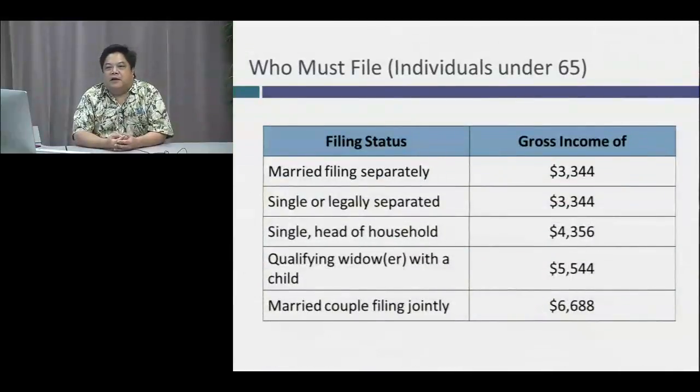Now, as far as the filing requirement, who should file? This is the table. If you're married filing separate and your income is more than $3,344, you should file. If you're single, you should file if the same amount of income is at least the minimum $3,344. Then they have the other, married filing jointly. So those are pretty much the requirement thresholds. If you earn at least that amount or above, you should file a Hawaii tax return.